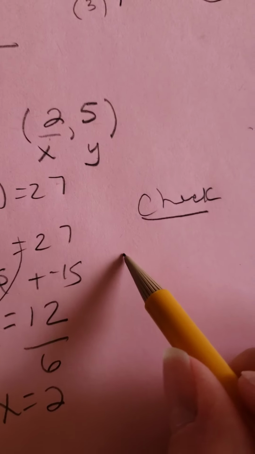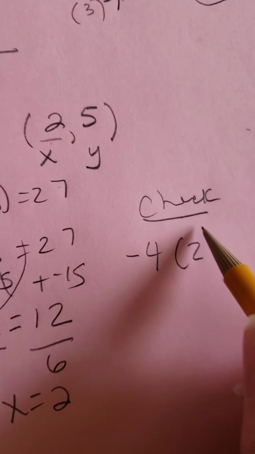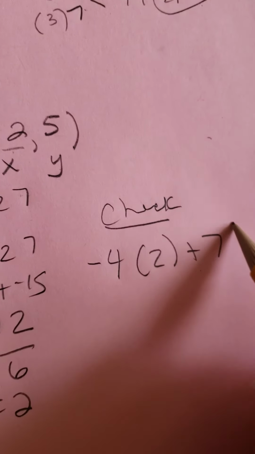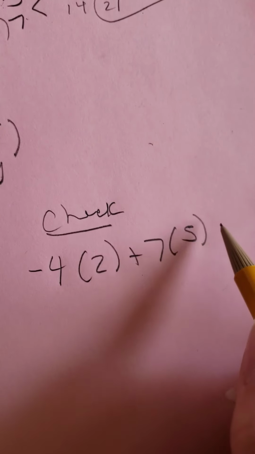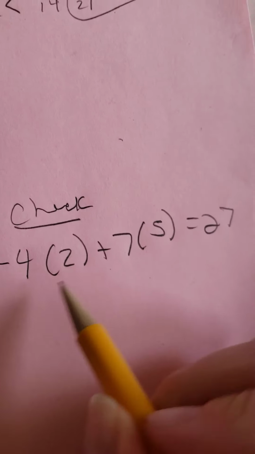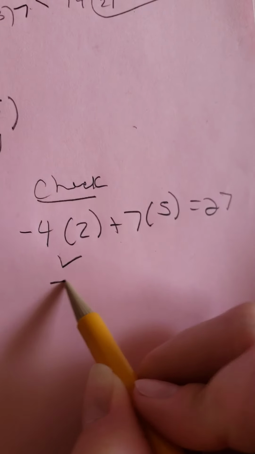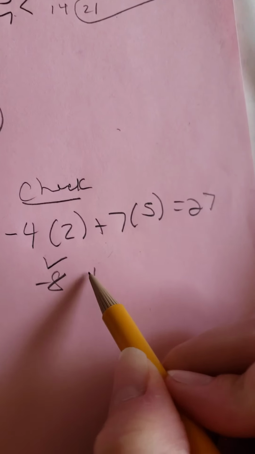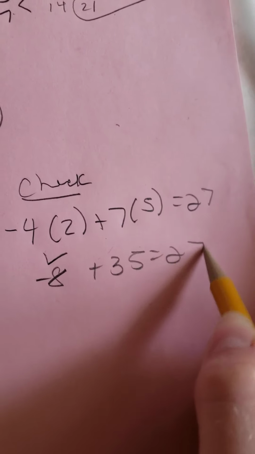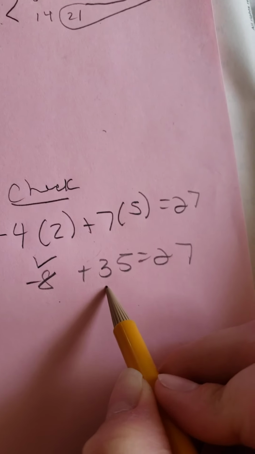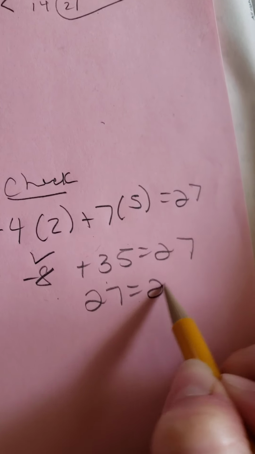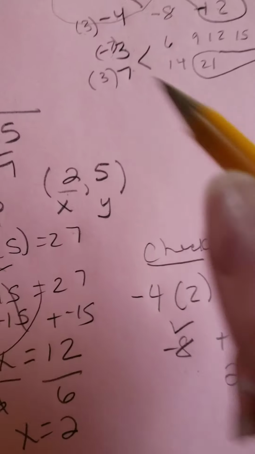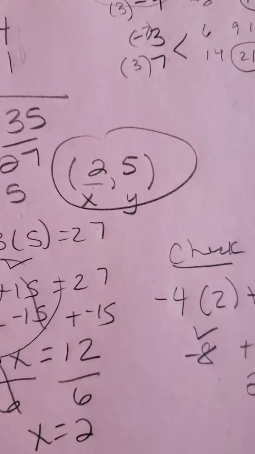Okay, so let's write that out. -4 times 2 plus 7 times 5 equals 27. All right, -4 times 2 is -8. 7 times 5 is +35. Negative 8 plus 35 is 27. 27 equals 27. So you know your solution is correct. You checked it and you're good to go.